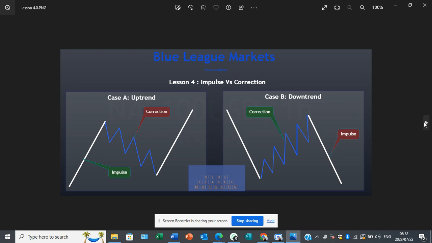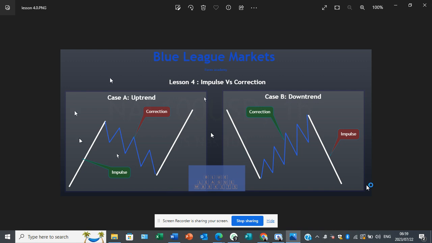When a market is moving in an uptrend, like we have in our case, we'll have what we call an impulse, then we'll have a correction, then we'll have an impulse again. If a market is moving in a downtrend, we'll have an impulse going down, then we'll have a correction going up, then an impulse going down. In the next lesson, I'll explain why the market does that.